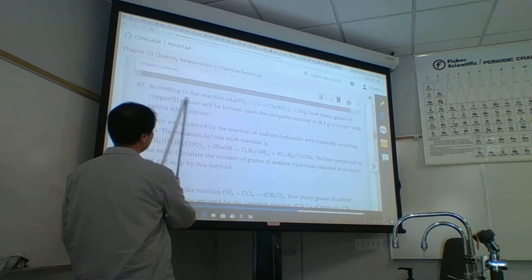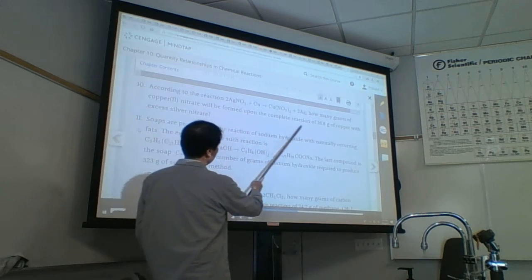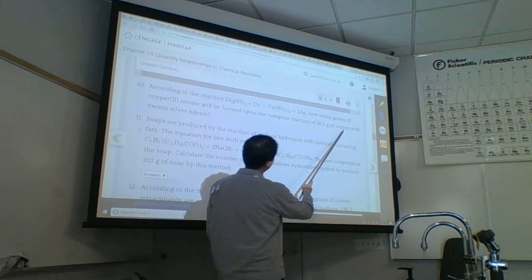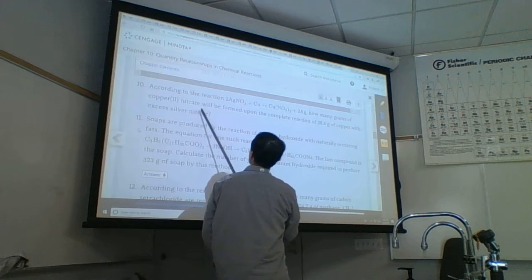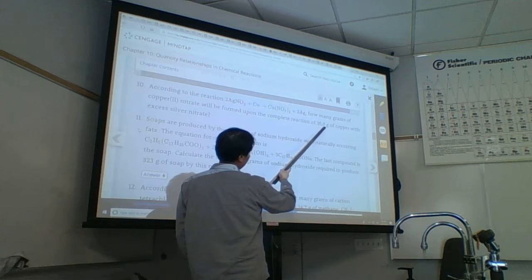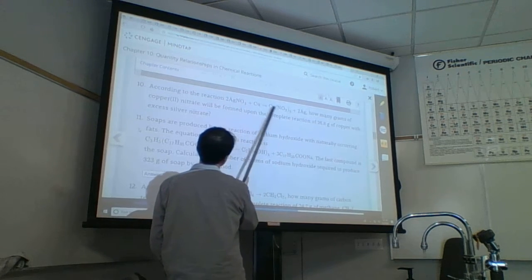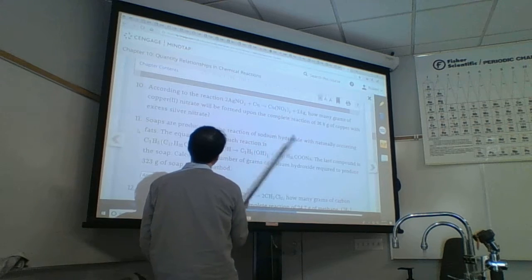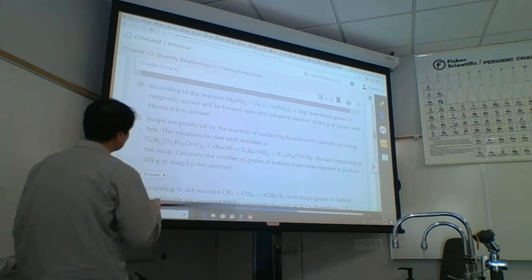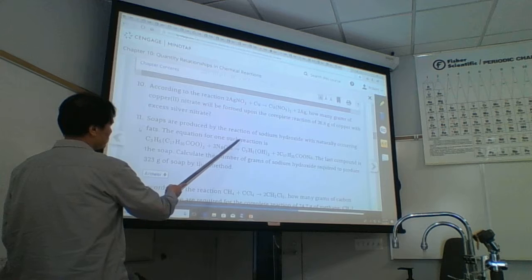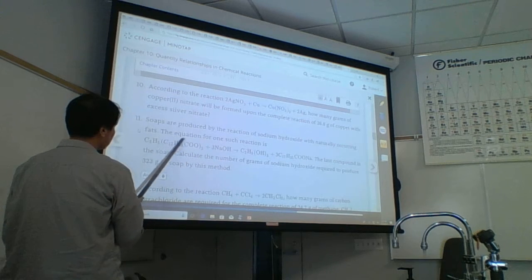How many grams of copper 2 nitrate will be formed upon the complete reaction of 26.8 grams of copper with excess silver nitrate? And so we start off 26.8 grams of copper to moles of copper to moles of copper 2 nitrate, moles of copper 2 nitrate to grams. This is standard.